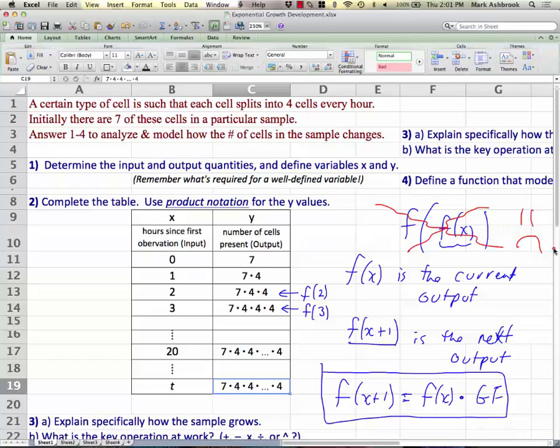Okay, does this make sense? Okay, cool. So now I want you to go to the next section.